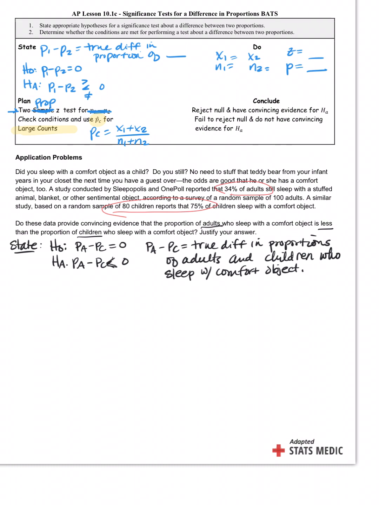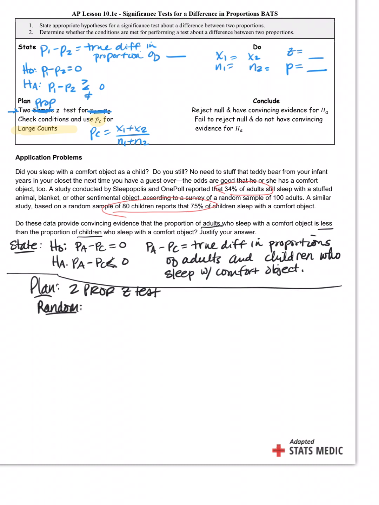Okay, are we good with state? All right, let's plan this puppy. What's the name of the test we're going to use? Two proportion z-test. All right, now let's check our conditions. Random. Do I have two independent random samples here? Children and adults? I have two independent samples stated, and that is sufficient.